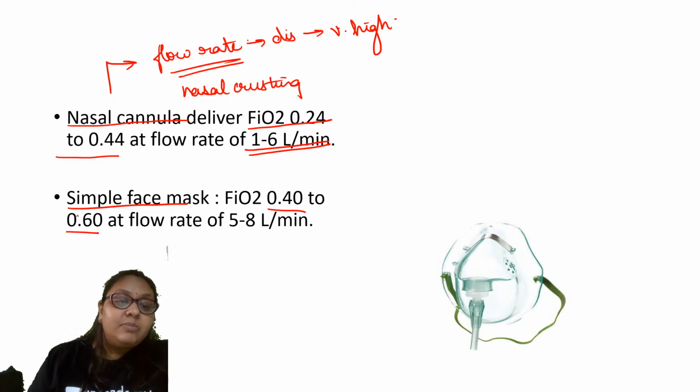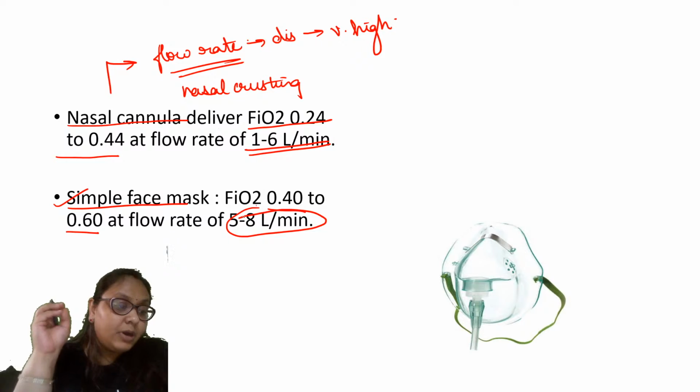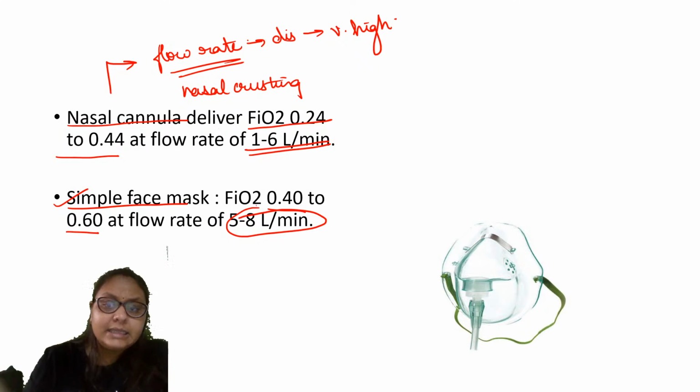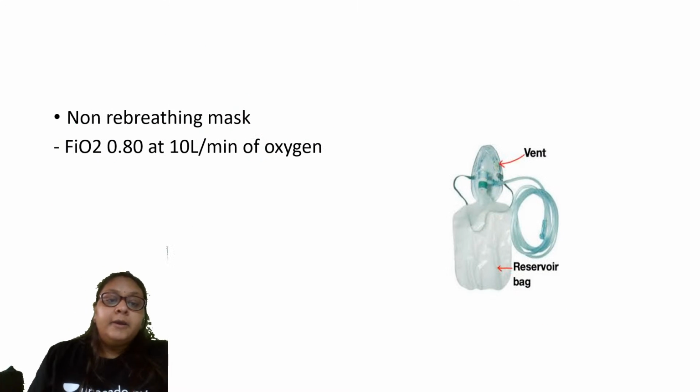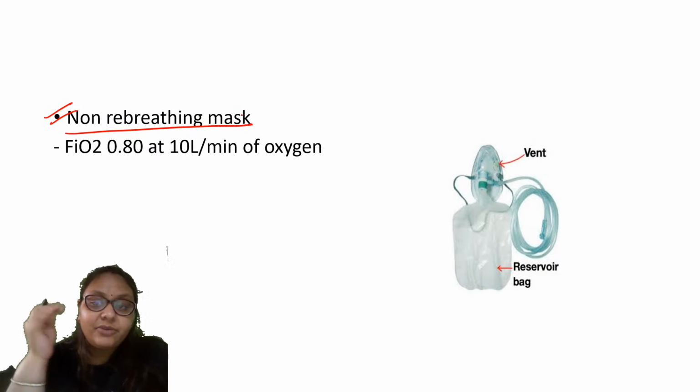Okay, so the simple face mask flow rate should be between 5 to 8 liters per minute. This is the simple face mask or the Hudson's mask. Now coming to this, face mask and reservoir.